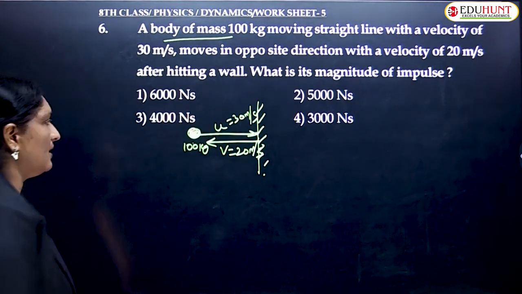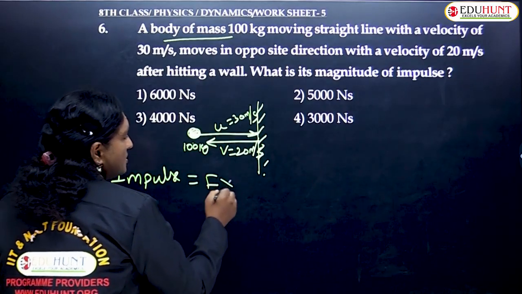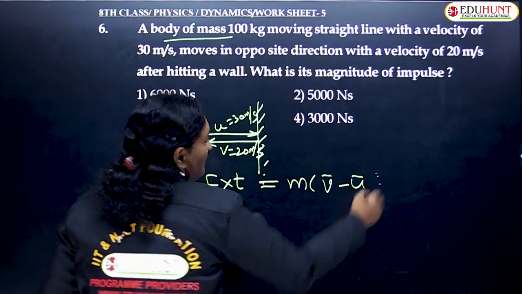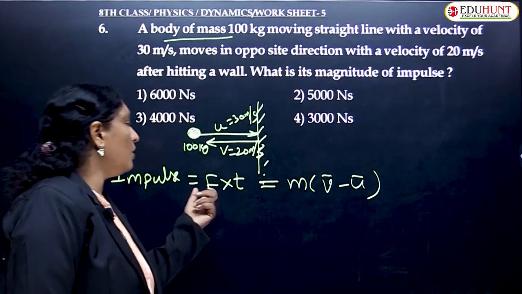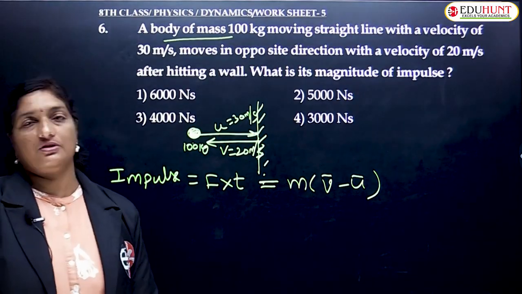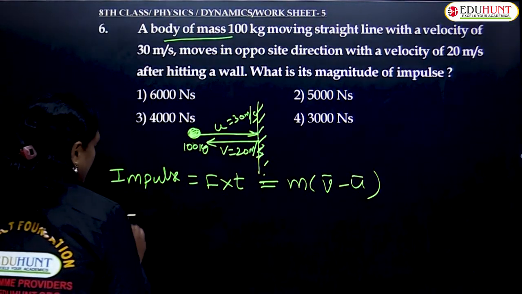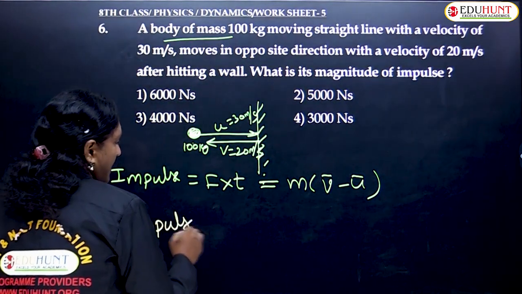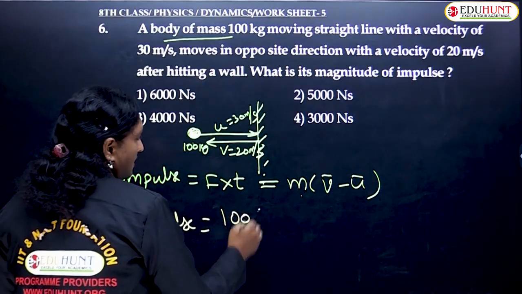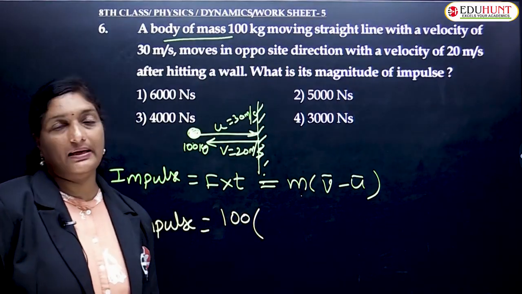What is the magnitude of impulse? Children, we know the formula for impulse as either force into time, which is also equal to change in momentum. Change in momentum is nothing but V minus U. We have no knowledge regarding the force or the time, but mass is given, and the change in velocity is also given. So let us try to apply the same formula. So based on that, we can find the value of impulse as mass. What is the value of mass given, children, here? 100 kg into velocity. So final velocity, how much, children? It is 20 meter per second.